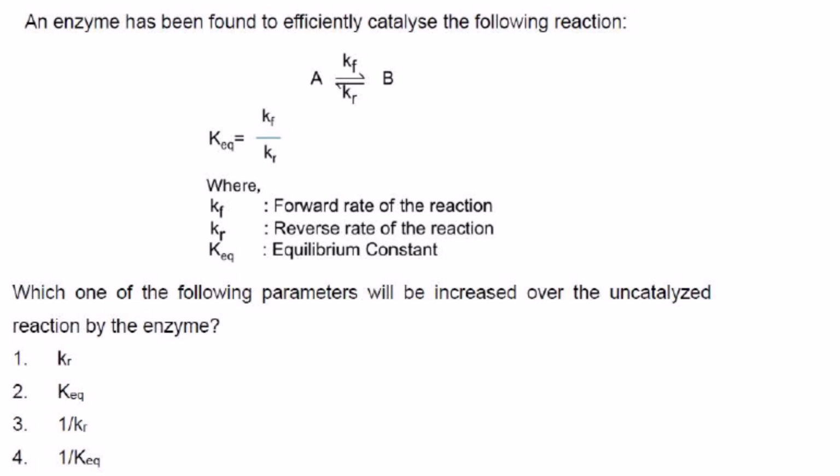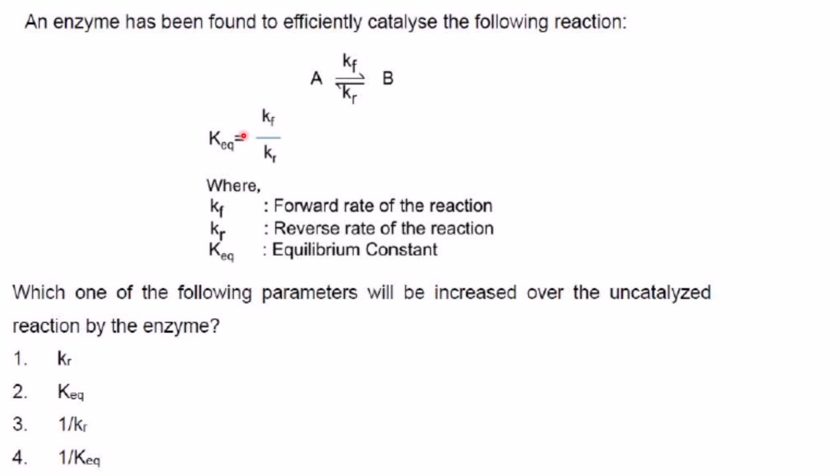Coming to the first question, an enzyme has been found to efficiently catalyze the following reaction. A giving B, they have given Kf, the forward rate of the reaction, and Kr, the rate of the reverse reaction. Then they have given the equilibrium constant, that is Kf by Kr. They are asking which of the parameters, whether Kf or Kr, is going to increase over the uncatalyzed reaction by the enzyme. So when compared to the reaction where enzyme is not added, which of the parameters will increase upon addition of the enzyme?